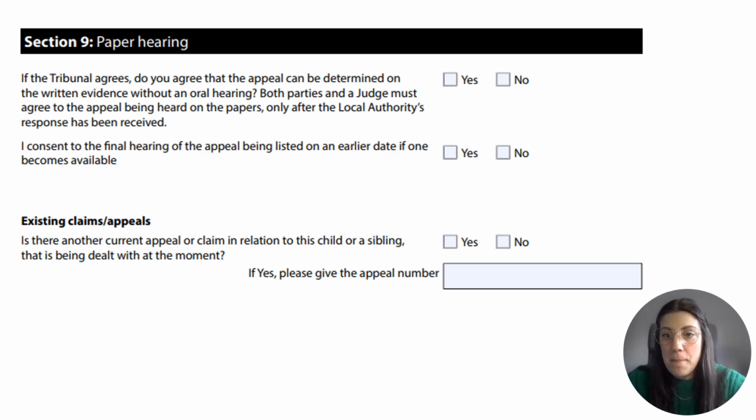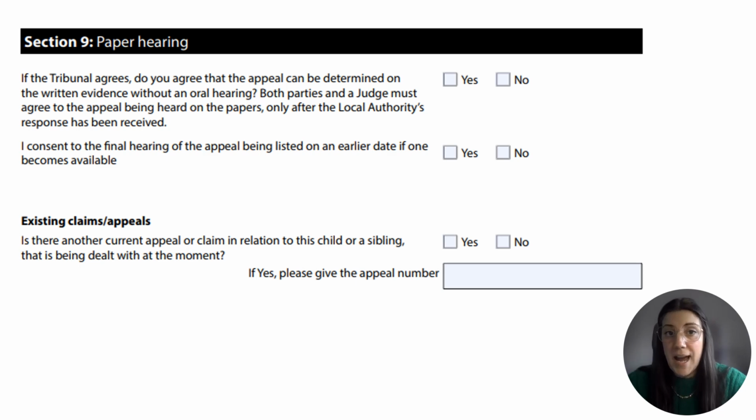Section 9 talks about paper hearings. So paper hearings are an option if the parent, carer, young person, the local authority and the judge all agree that the evidence is enough to be heard on papers. And what that means is just that. It would be looked at just on the papers, meaning that you do not attend an oral hearing, and the decision is made just on the evidence that both parties have submitted to the tribunal.